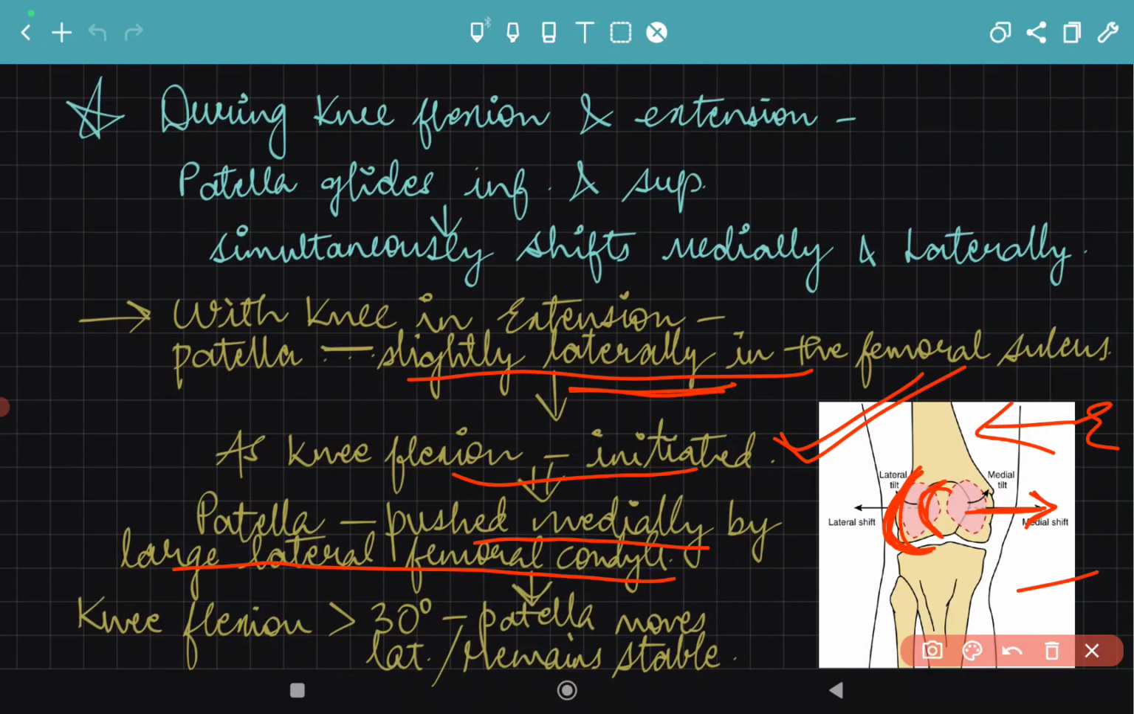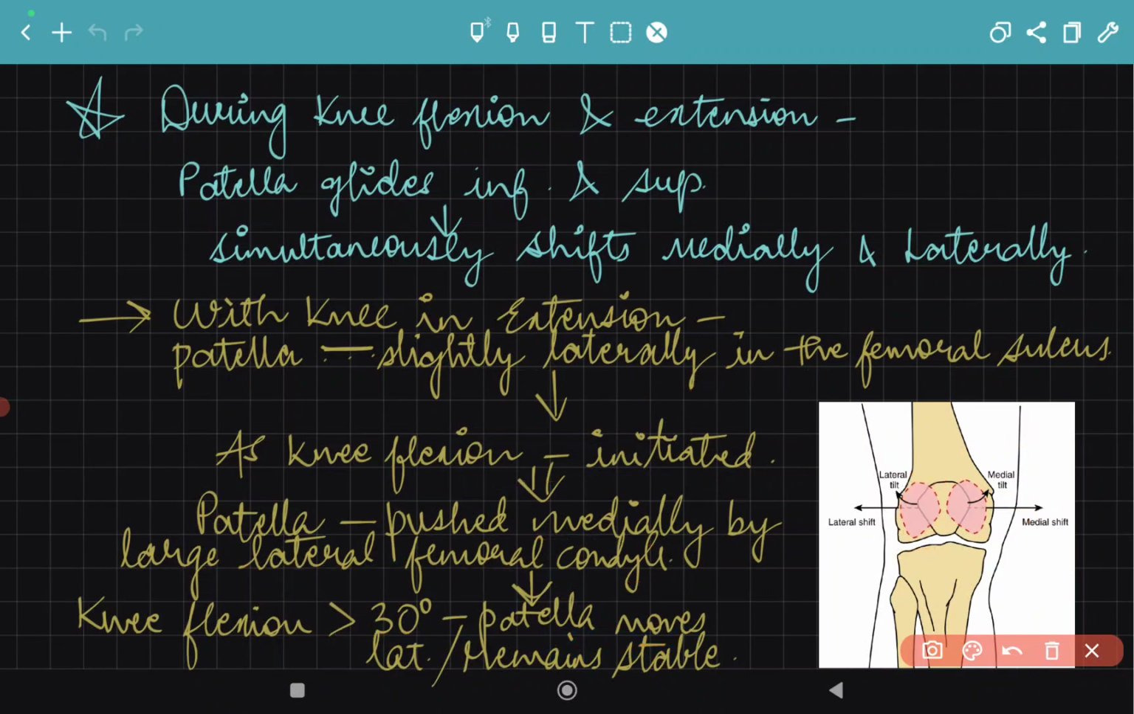And as knee flexion past 30 degrees occurs, more than 30 degrees of knee flexion takes place, at that time patella will move again laterally as it was placed before, or else it can remain stable over there. So this was a biomechanics part added. There is a thing to remember that in knee extension, patella will be placed slightly laterally in the femoral sulcus, and after that, as the flexion begins, the patella will be pushed medially by the large lateral femoral condyle.